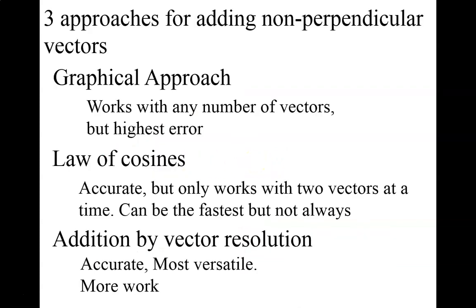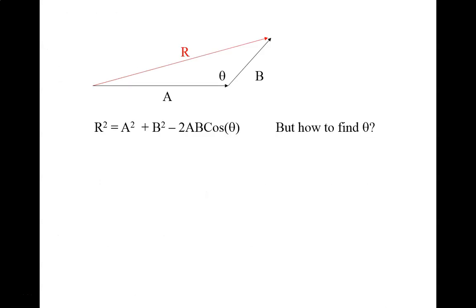Again, there are three basic ways that you can approach these vectors. You can use the graphical approach, which means you're going to get out a ruler and a protractor and use a scale. That's very versatile, but it's going to have a lot of error. You can use the law of cosines, but that only works with two vectors. And then you can do addition by vector resolution. This is the preferred method, the one that I'm going to spend the most time on, and we'll explain what that is.